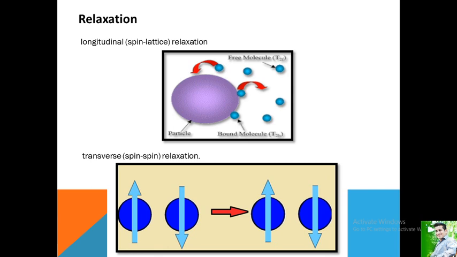Now we are discussing the transverse, that is spin-spin relaxation. In transverse relaxation, energy is transferred to a neighboring nucleus. The half-life for this process is called the spin-spin relaxation time, that is T2. The process exchanges the spin of nucleus A with the spin of nucleus B. There is no net change in spin.